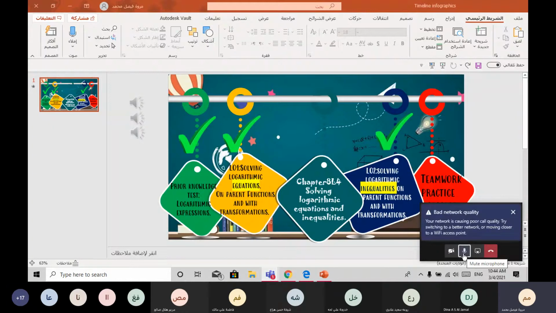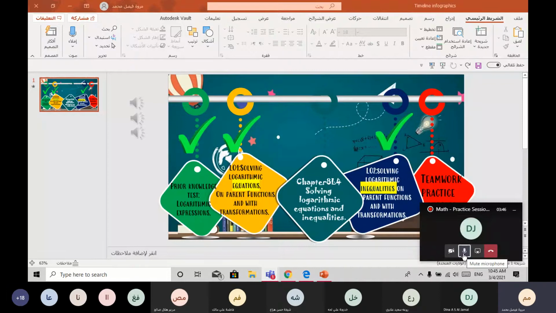Listen, today in Chapter 8, Lesson 4, Solving Logarithmic Equations and Inequalities. We were done from the prior knowledge test in the LMS, and it was on logarithmic expressions. Also, we were done from Learning Objective 1, Solving Logarithmic Equations on Parent Functions and with Transformations. And yesterday, we were done from Learning Objective 2, Solving Logarithmic Inequalities on Parent Functions and with Transformations.